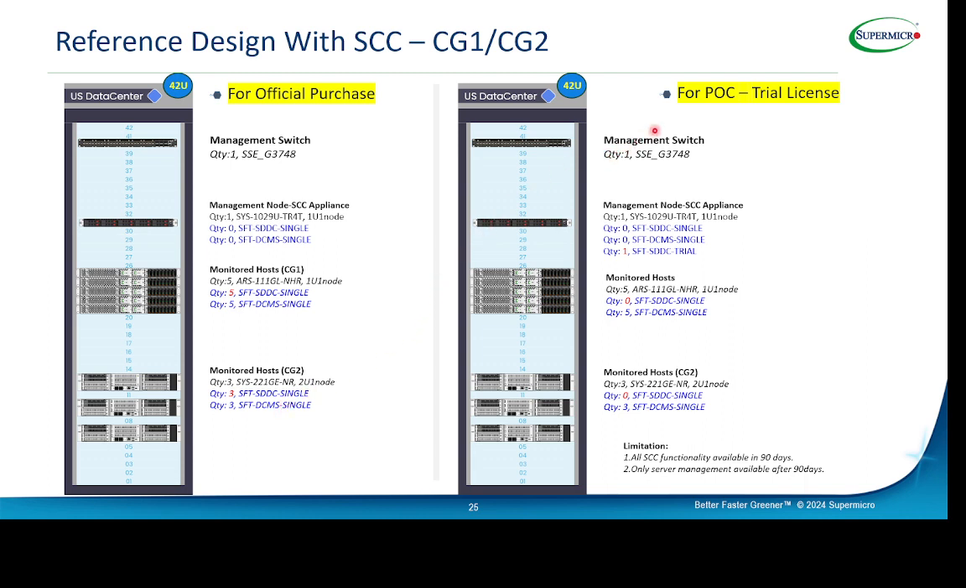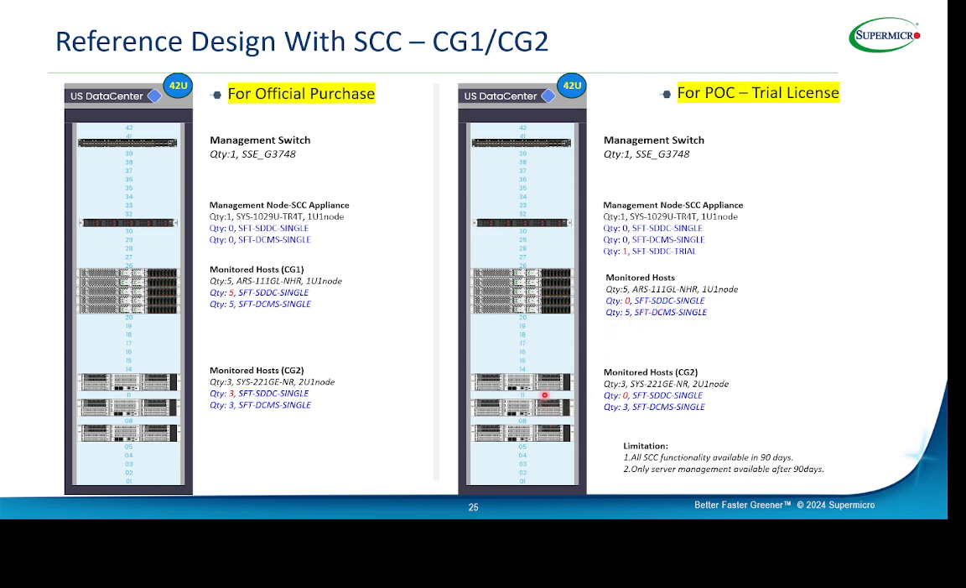The last use case on the right is for POC trial license. Again, a management switch to manage our BMC. We have an SCC appliance deployed on a 1U server. We have 5 1U 1 nodes for Grace Hopper. So we require 5 DCMS licenses, but no SDDC single key because we never purchased it, because we generated a trial license. So that turns on 200 monitored hosts to support that.